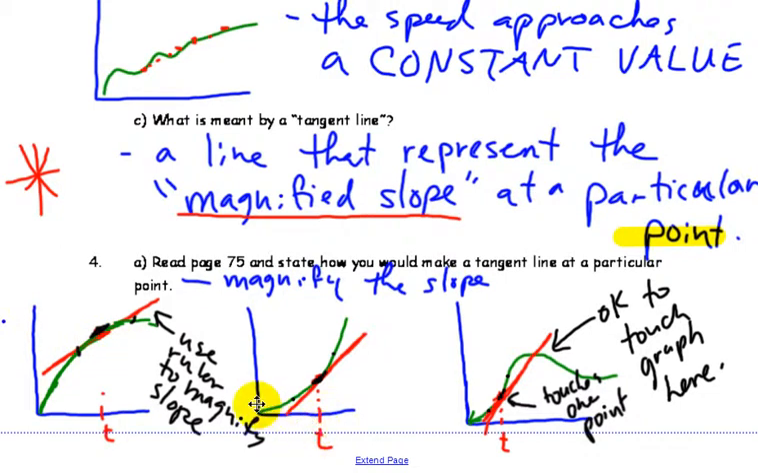This green graph, if I'm looking at this time period, I make it a little bit larger with this black line that you see there. Take a ruler, increase it to magnify that slope.